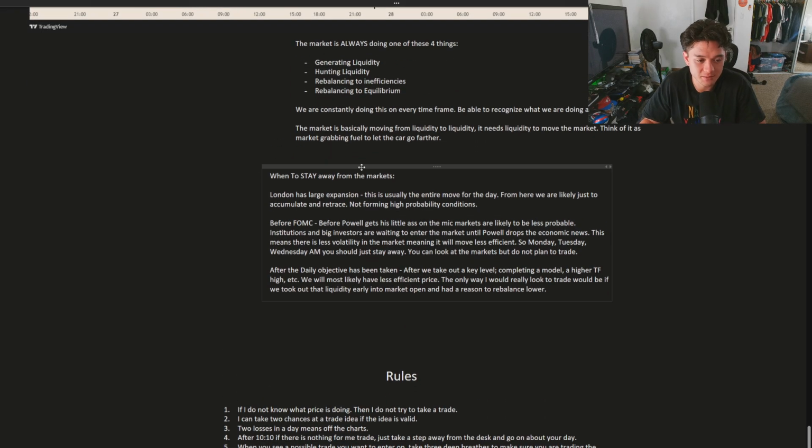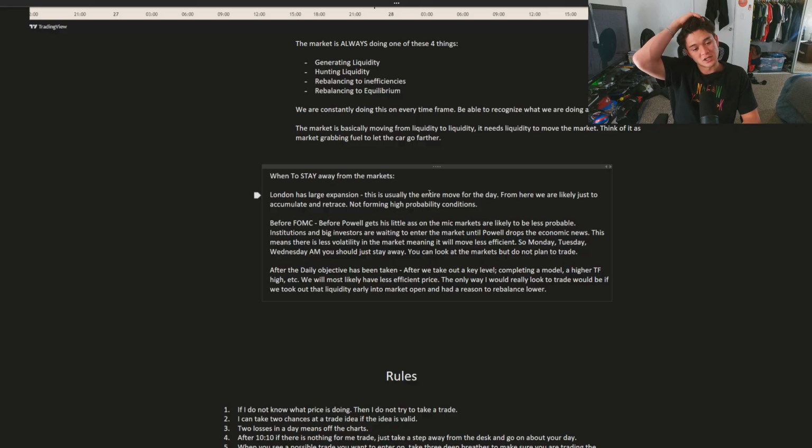Time to stay away is when London has a very large expansion move. Like, we make the move of the day during the London session. I don't want to be trading that New York AM session, really. We're probably just going to get choppy price action. We're probably just going to be retracing and being choppy and very slow, and I don't want to touch that.